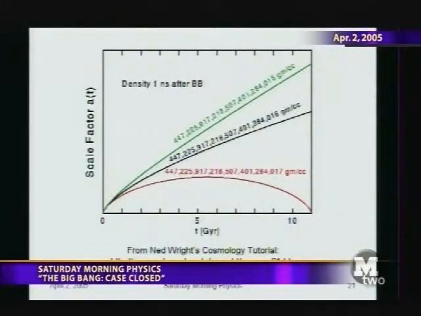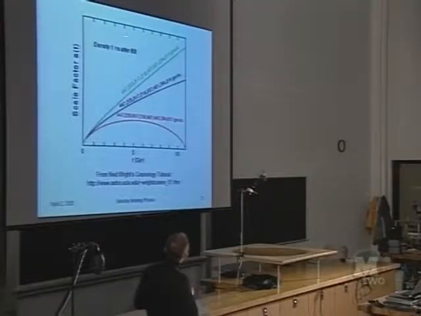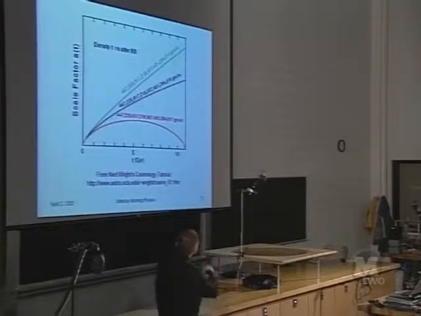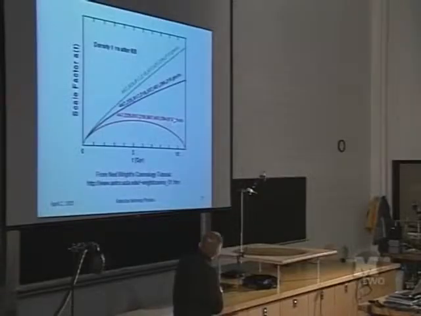Ned Wright is a professor at UCLA who has a very beautiful page on cosmology. What it shows is what would happen to the universe if at 1 nanosecond after the Big Bang you change the density. So there are 3 different densities shown here. One of them is this number, 447, 225, 917, 218, 507. A lot of numbers. In the last digit here, you see there's a 7 grams per square centimeter.